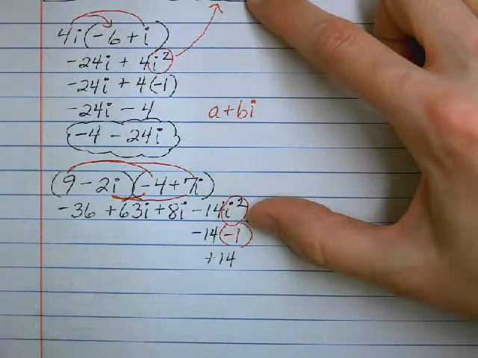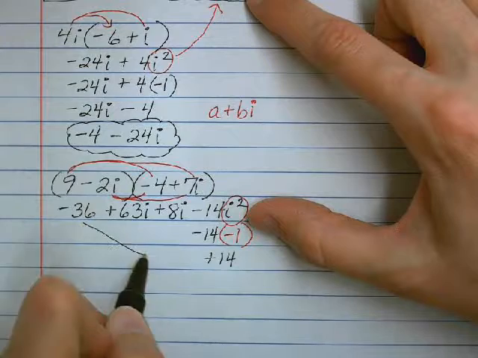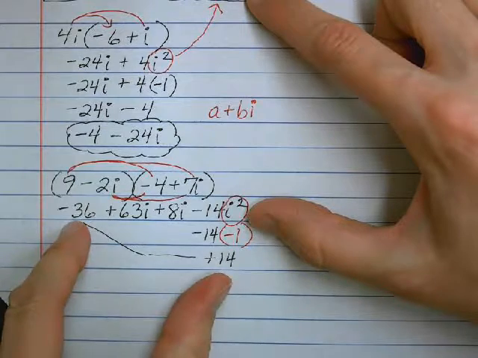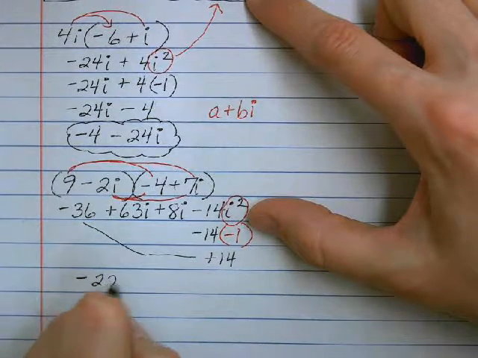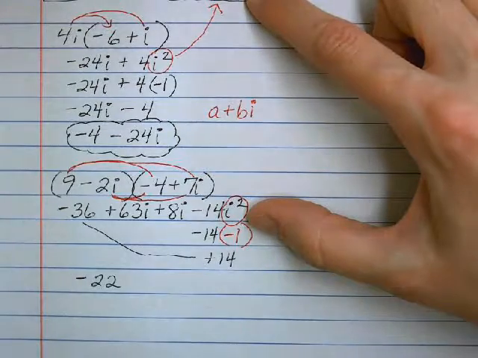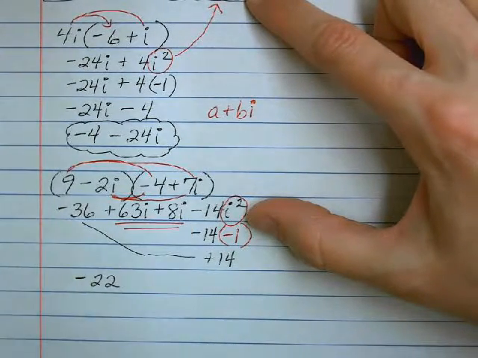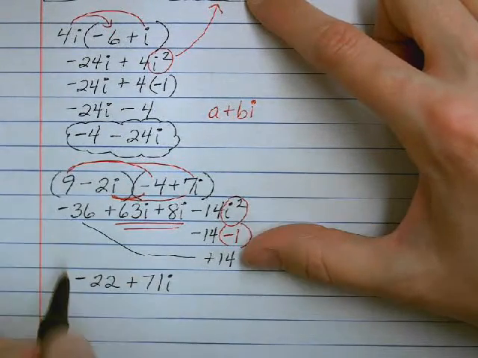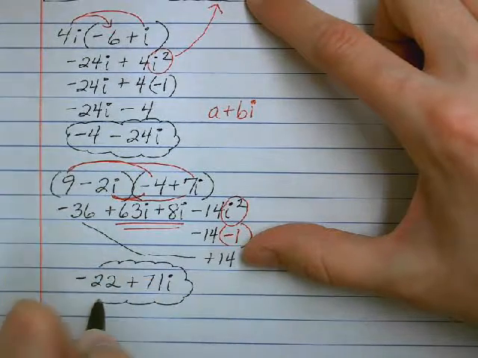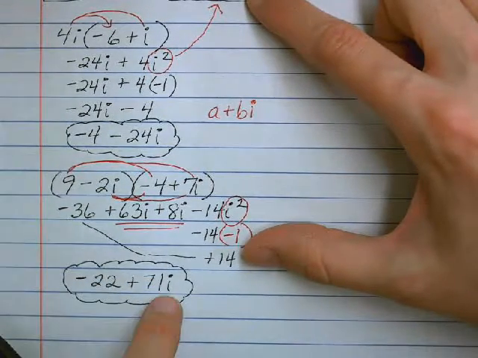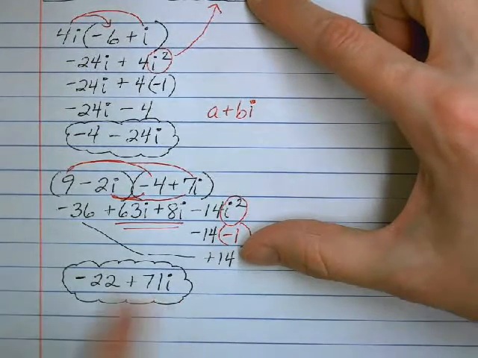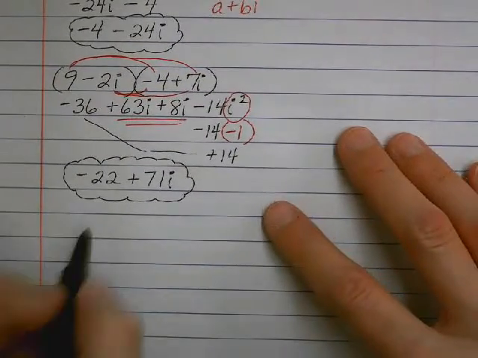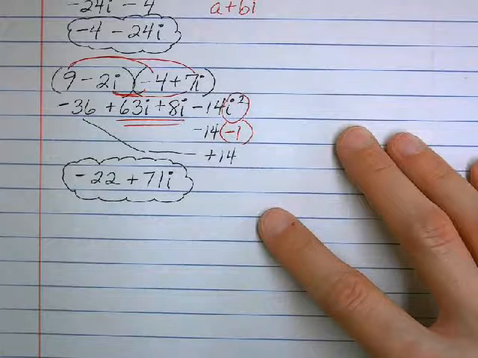Okay, then we can combine things. There's a -36 in the problem, and we have this positive 14. So we can just add those up, and we would get -22. And then our middle terms, there was a 63i and 8i. If we add those together, we'll get 71i. And this one is in the a plus bi form. We have the real number and the imaginary number 71i at the end. That one's done.